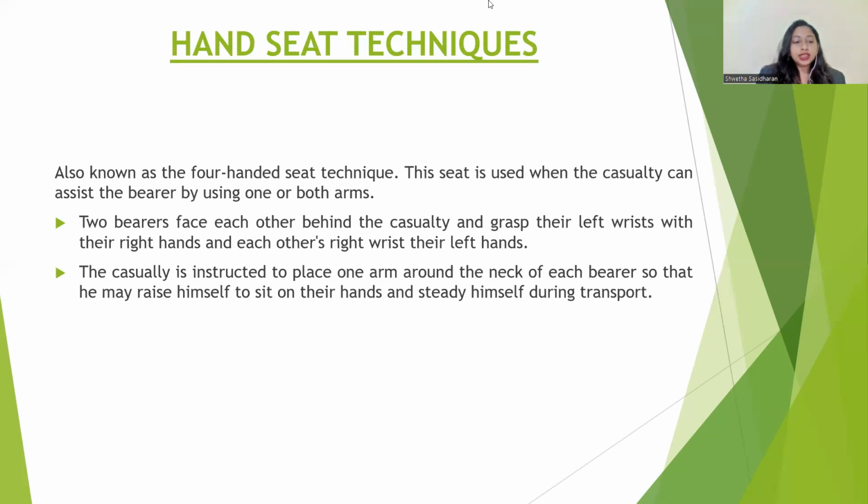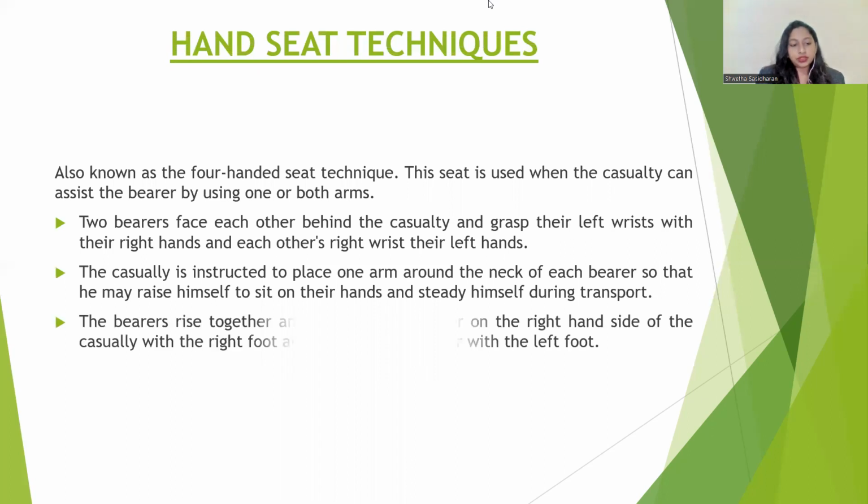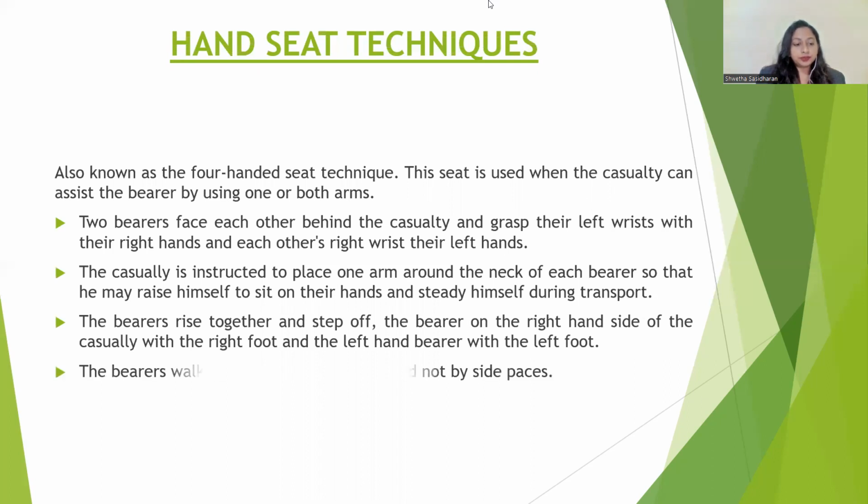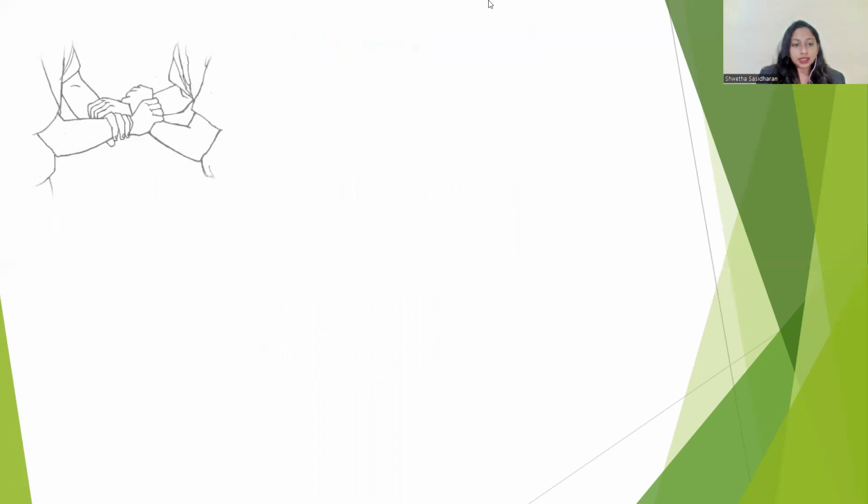The casualty is instructed to place one arm around the neck of each bearer so that he may raise himself to sit on their hands and steady himself during the transport. The bearers rise together and step off, the bearer on the right side of the casualty with the right foot and the left-hand bearer with the left foot. The bearers will walk with the cross over step, not step by step.